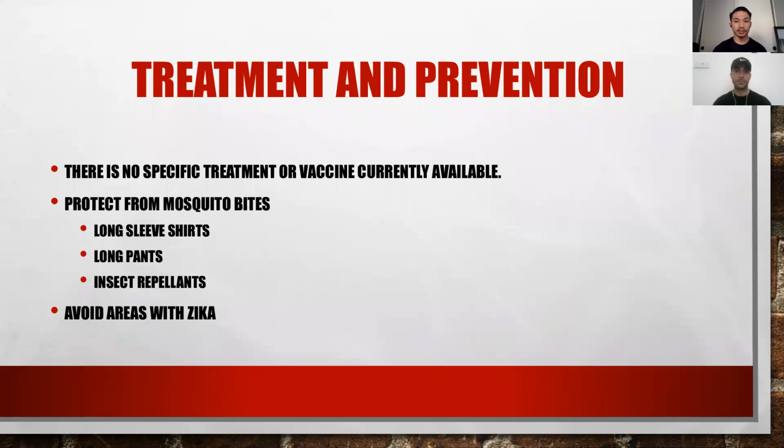Treatment and prevention. There is no treatment or vaccine available for the Zika virus. The best way to prevent contraction would be to protect from mosquito bites. This includes wearing long sleeves, long pants, and the use of insect repellents. We also want to avoid areas with Zika, which include tropics, subtropics, and generally hot and humid environments.